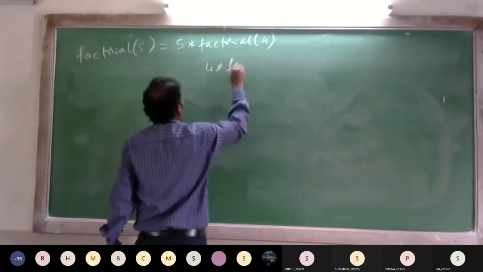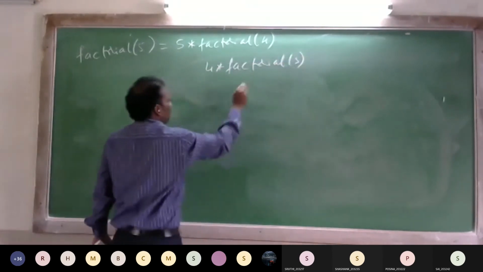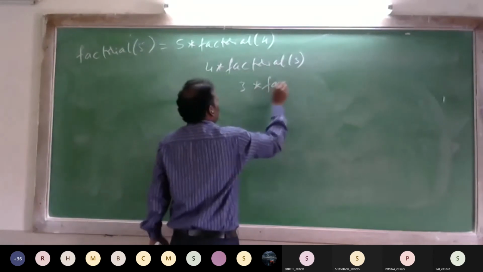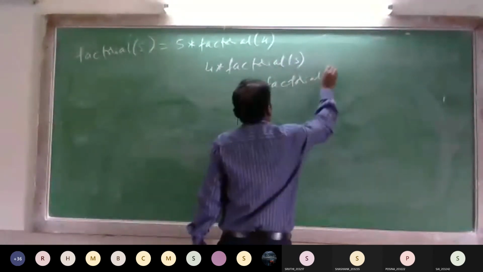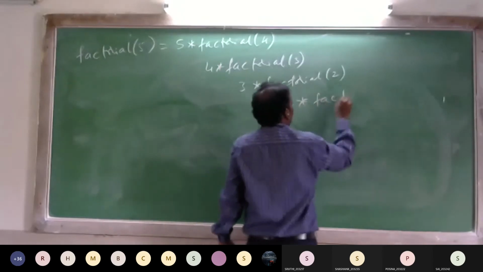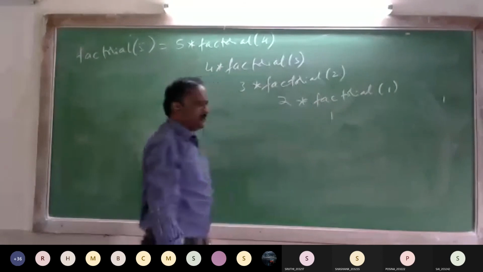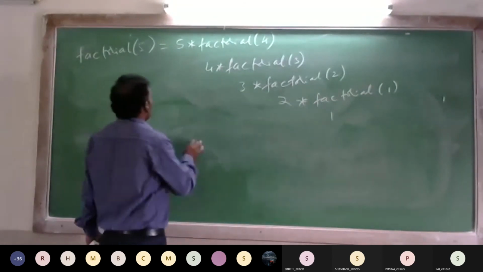4 into factorial of 3. But what is 3 factorial? 3 into factorial of 2. What is 2 factorial? 2 into factorial of 1. But what is 1 factorial? 1 factorial is 1.